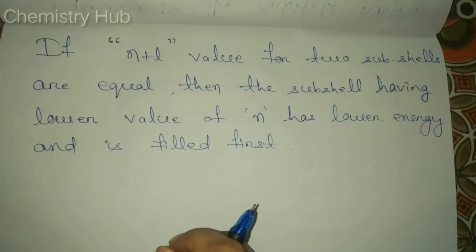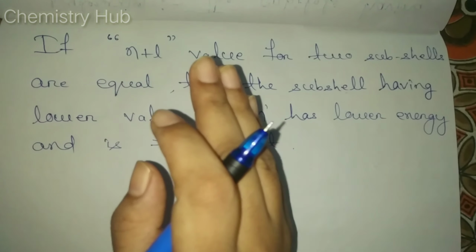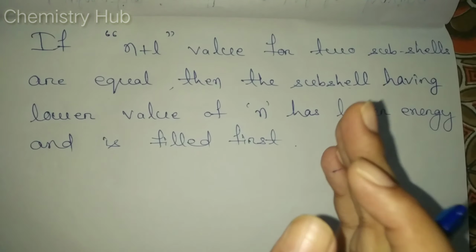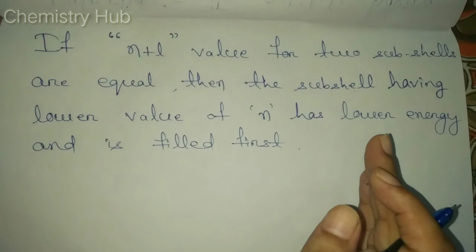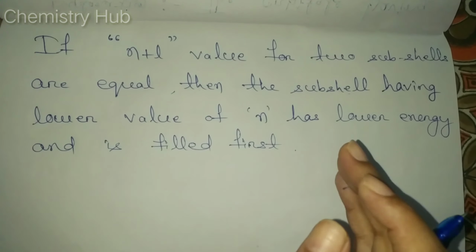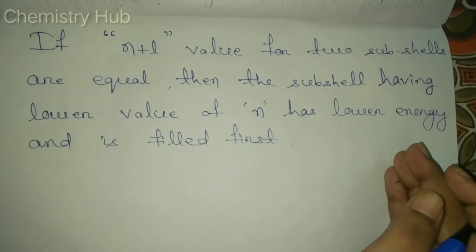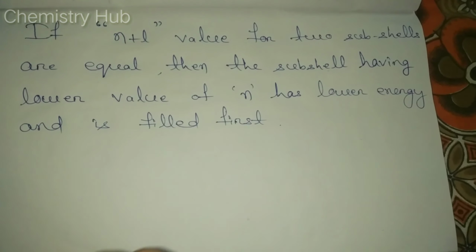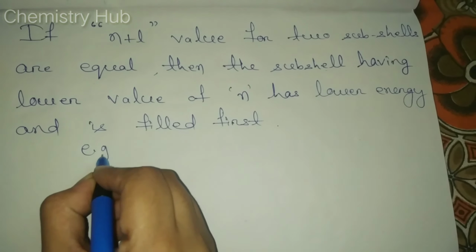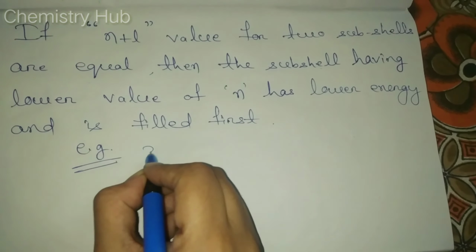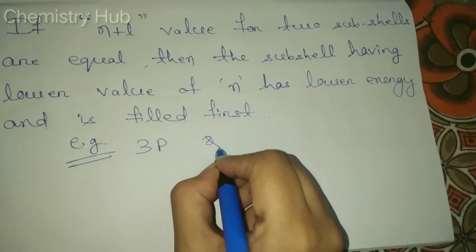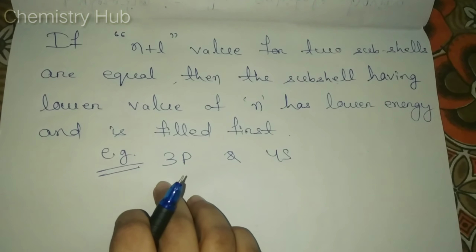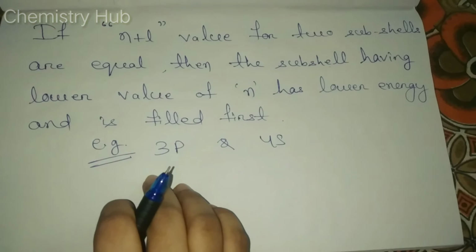Then one thing you have to know: if the n plus l value for two subshells is equal, then the subshell having the lower value of n has lower energy and is filled first. For example, between 3p and 4s, which one has the lower energy and which one is filled first?